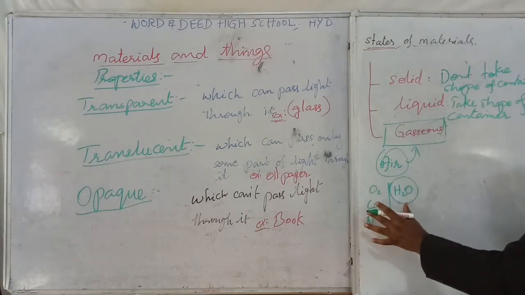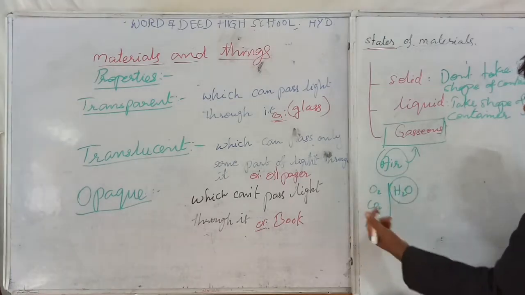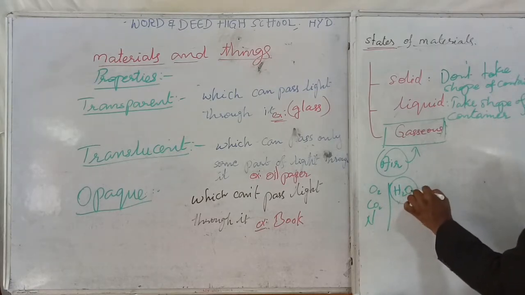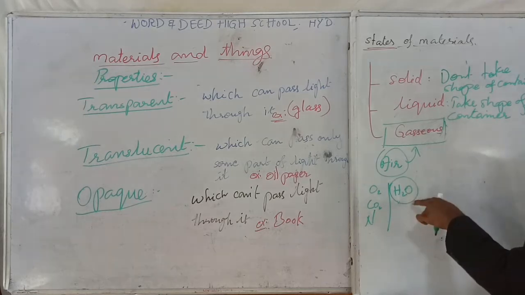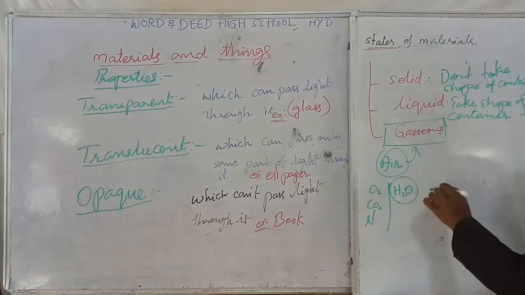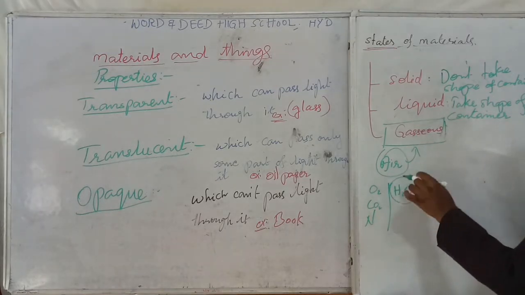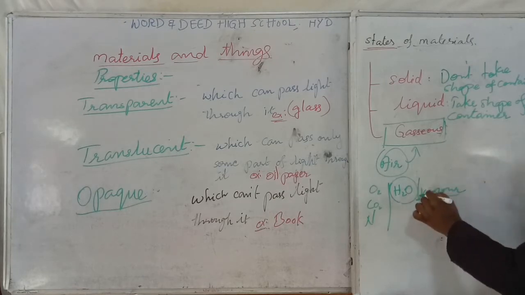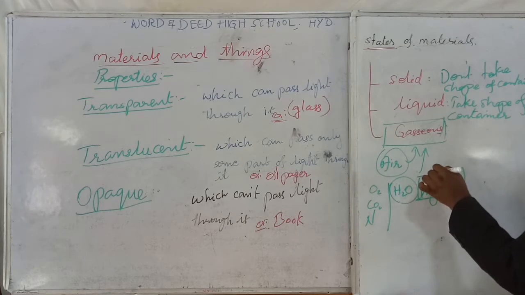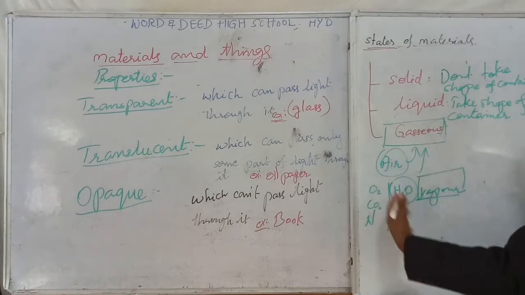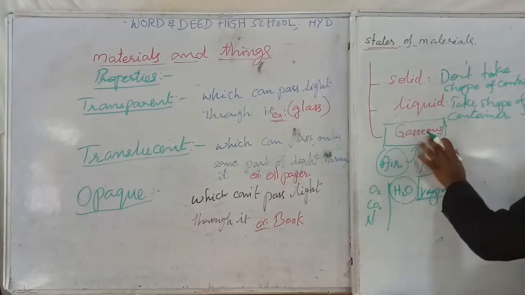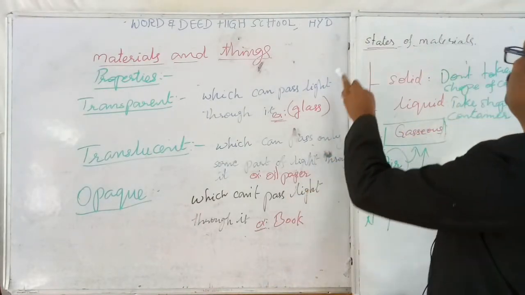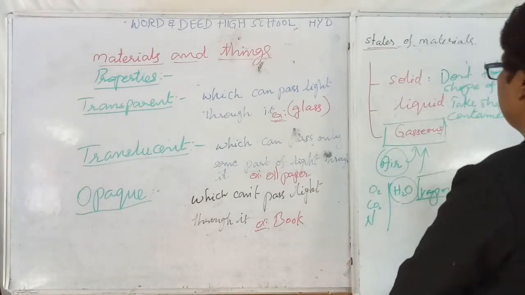I'm just writing the formula here. You remember, I say the word and write the formula here, right? You just remember that. This is oxygen, this is carbon dioxide, this is nitrogen, this is water vapor. Of course, the water formula and the water vapor formula are the same, H2O. Just remember that. This is water vapor. Okay, students? You cannot see the gases, right? These are also called materials which are in gaseous state. So like this, the materials are different based on their state.